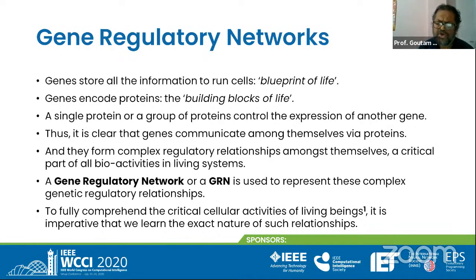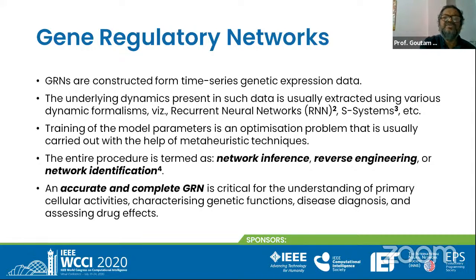A very good, strong mathematical formulation has come. One is RNN and another is S system. Using the recurrent neural network and S system, we can computationally find out the gene regulatory network of the lung using the time series data extracted from the lung, the active genes which are responsible for the operation of the lung. Similarly, it can be done for kidney. Similarly, it can be done for the heart, etc., etc.